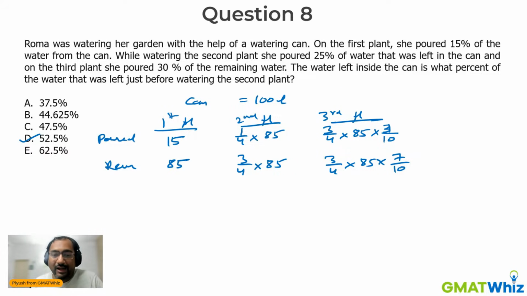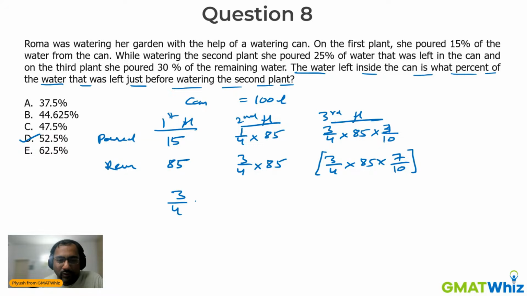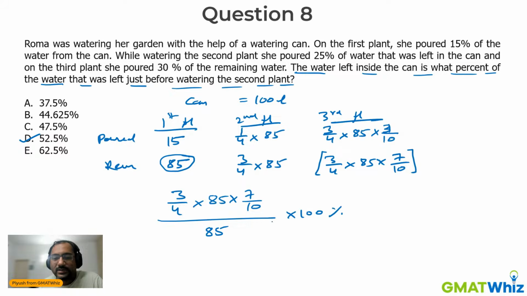Okay. Now let's see what the question is asking us. The water left inside the can is what percentage of the water? So this portion is what percentage of the water that was left just before watering the second plant. So 3/4 into 85 into 7/10 is what percentage of what was left before watering the second plant. What was left before watering the second plant? It was 85. So I just have to calculate this percentage value.